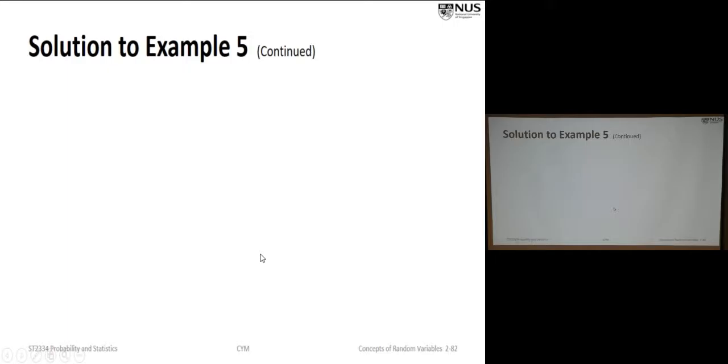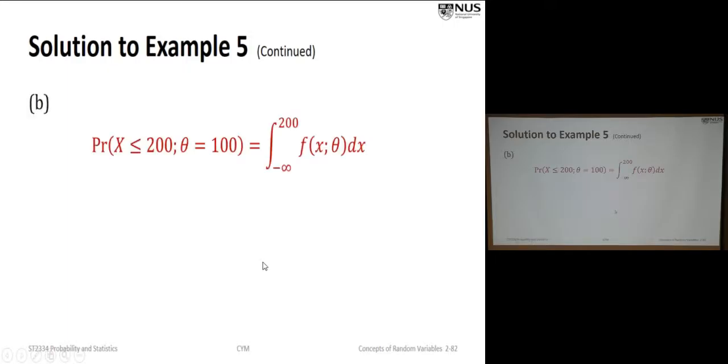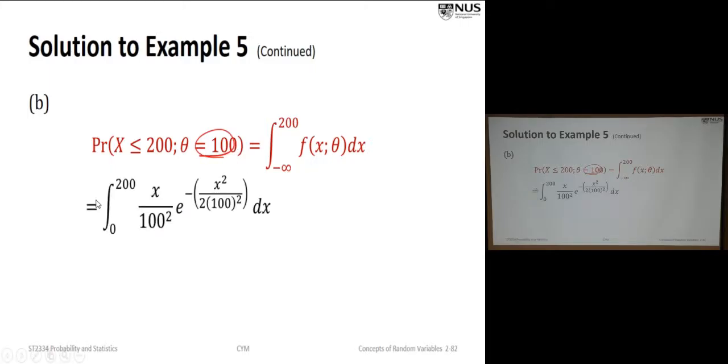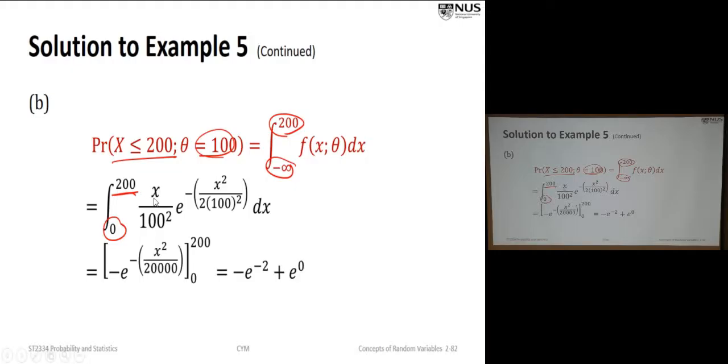Then suppose theta equals 100. So now I replace theta with 100. So at most 200. So integrate from minus infinity to 200, or just from 0 to 200. So it's equal to minus e to the power minus 2 plus e to the power 0. So the answer is 0.8647.